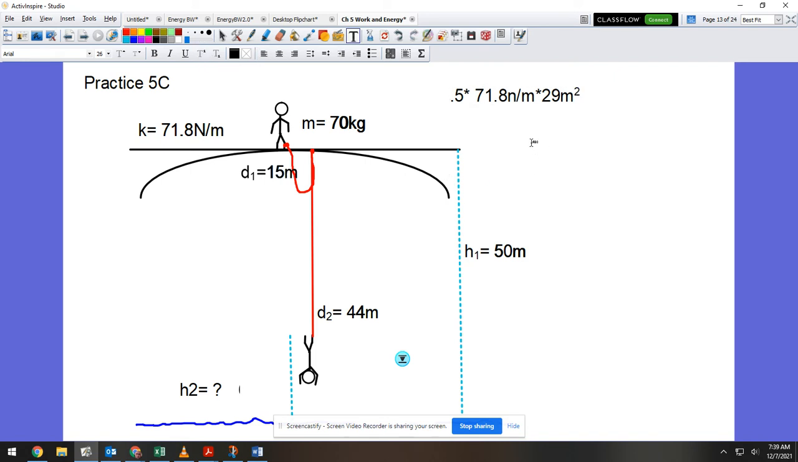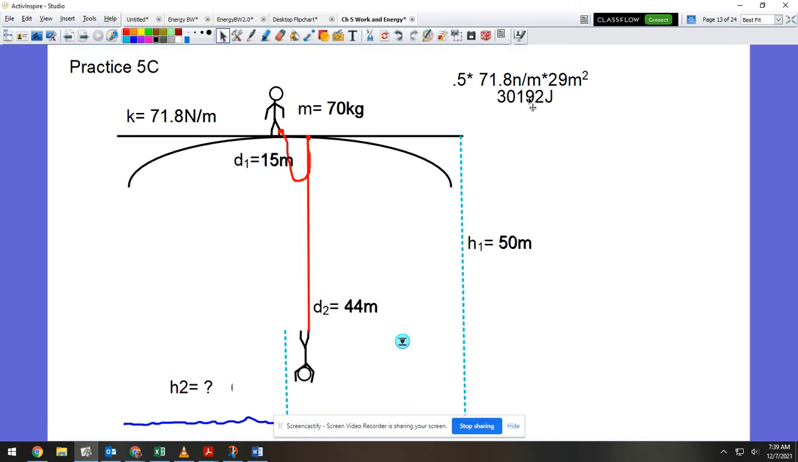This is just calculator work at this point. So 29 squared is 841, times 71.8. Okay, and then I have to take half of it, so divided by 2. So I got 30,191 joules, oh, 0.9 joules. Okay, so that's my elastic potential energy.